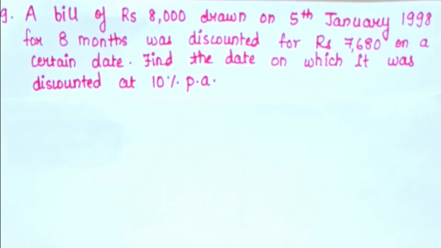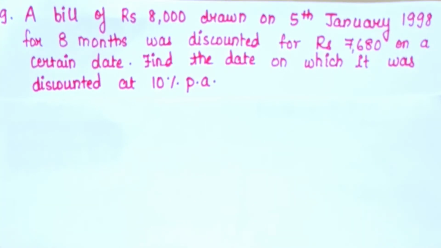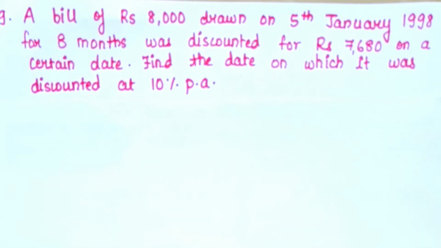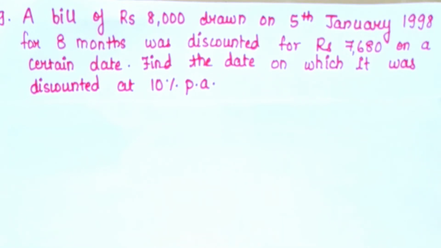Okay, so we go to the next sum. A bill of rupees 8,000 drawn on 5th January 1998 for 8 months was discounted for rupees 7,680 on a certain date. Find the date on which it was discounted at 10% per annum.